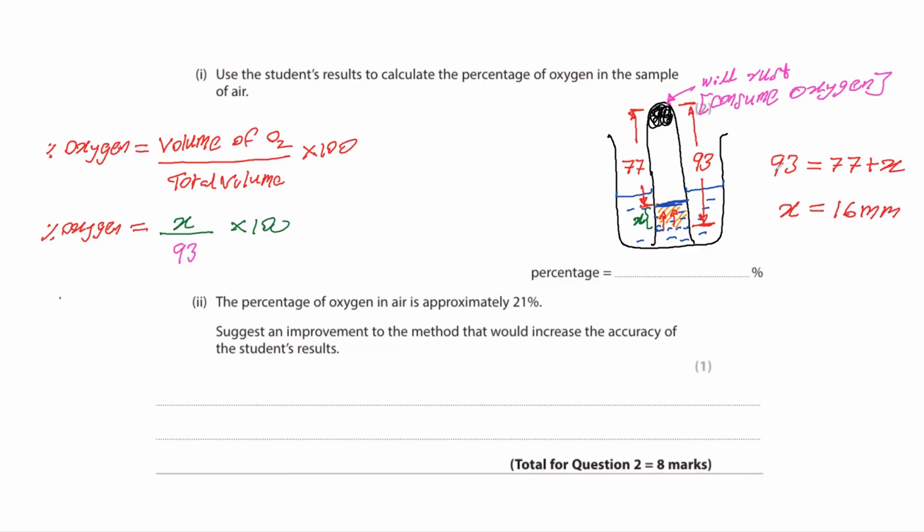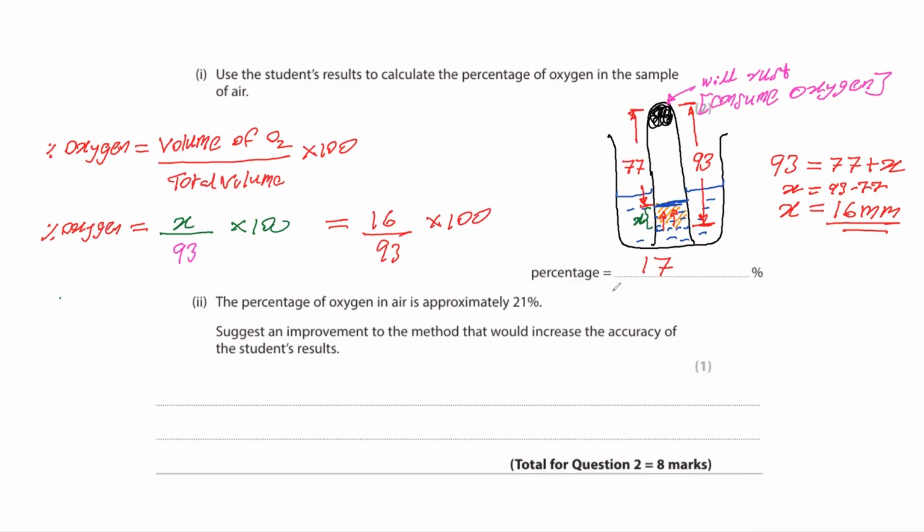So x equals simply 93 minus 77. Here you get 16. And now I have to substitute it here. So it's simply 16 divided by 93 into 100. When you do this calculation, you get the answer as 17%. That's the percentage of oxygen in this column.